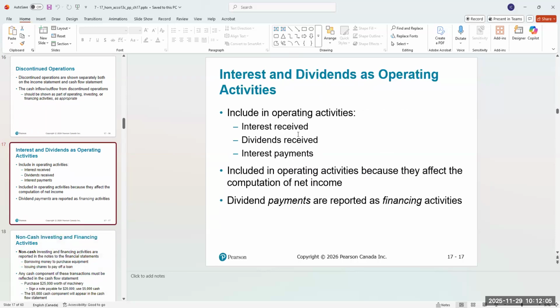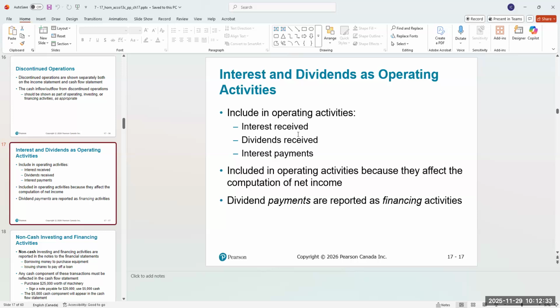Let's go now with the interest and dividend from the operating activities. Interest generally should be part of the investing activities. Dividend paid or received might be part of the financing activity. Interest payment is also considered part of the investing.